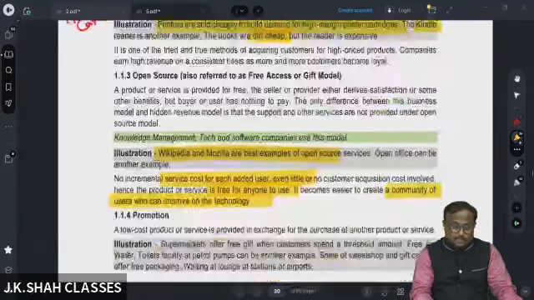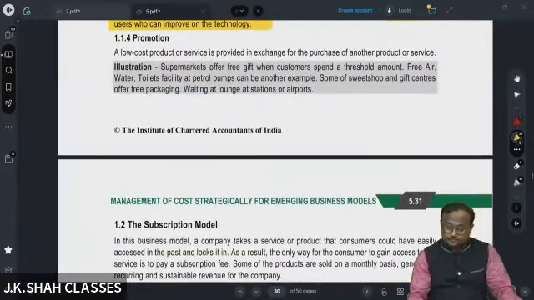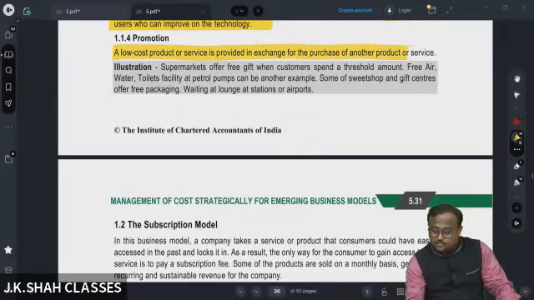Another important task is promotion. Low cost product is provided in exchange of purchase of another product.